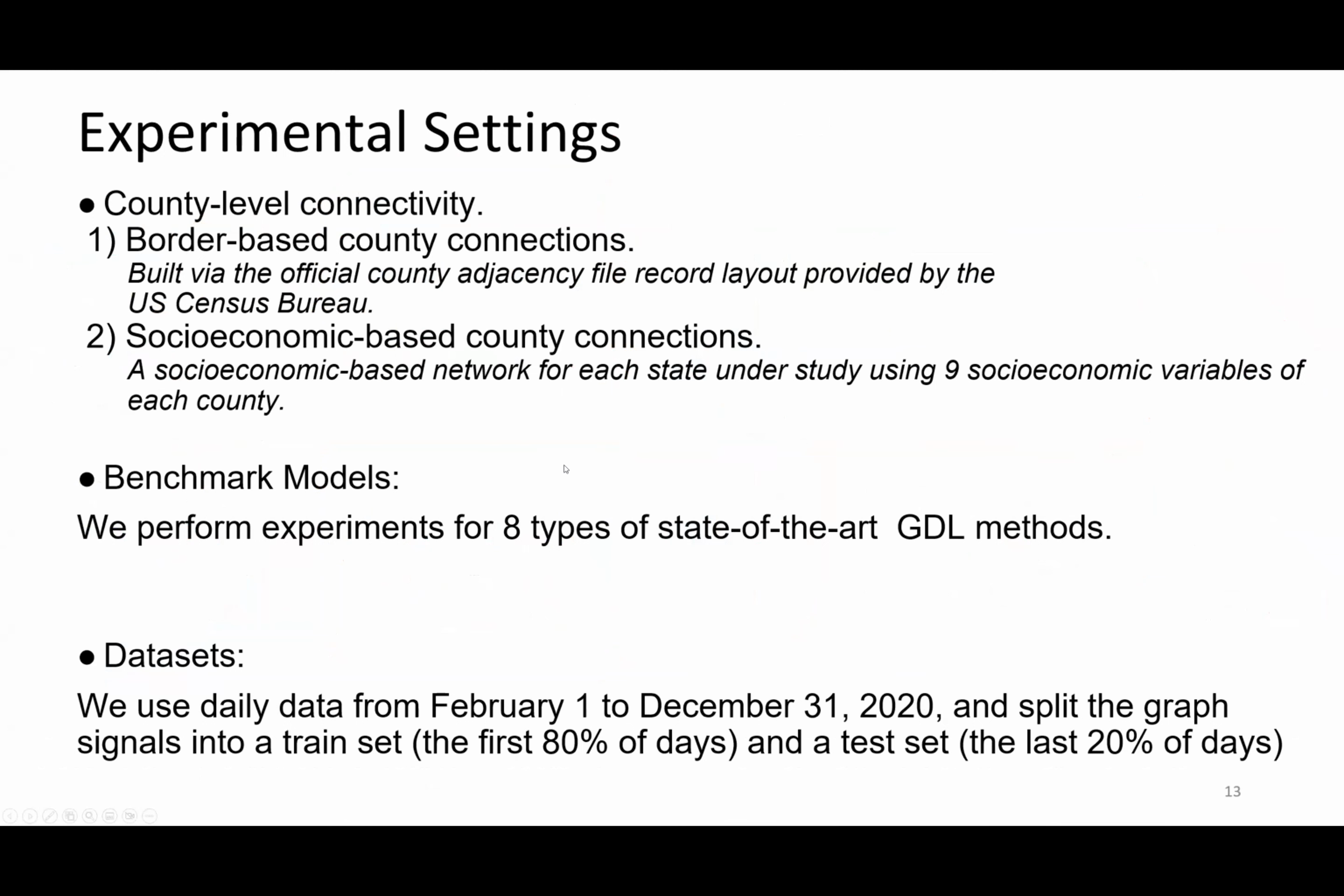For the experiment settings, we use two kinds of connections. First, we consider the border-based county connections, which is built with the official county adjacency file record layout. So if two counties share a boundary, we consider they are connected. And we also use the socio-economic based county connections. So a socio-economic based network for each state is constructed using 9 socio-economic variables. And if two counties share similarities in those socio-economic variables, we consider that they are connected to each other.